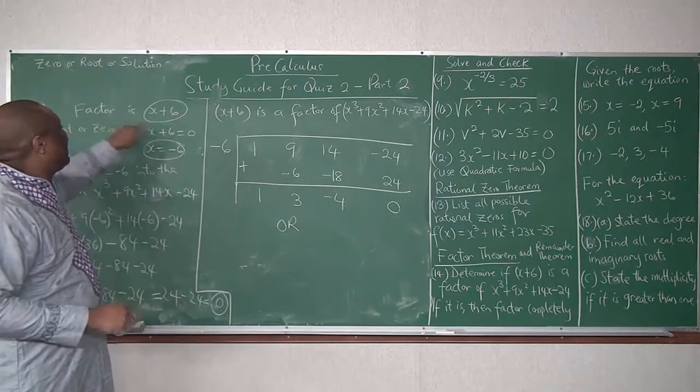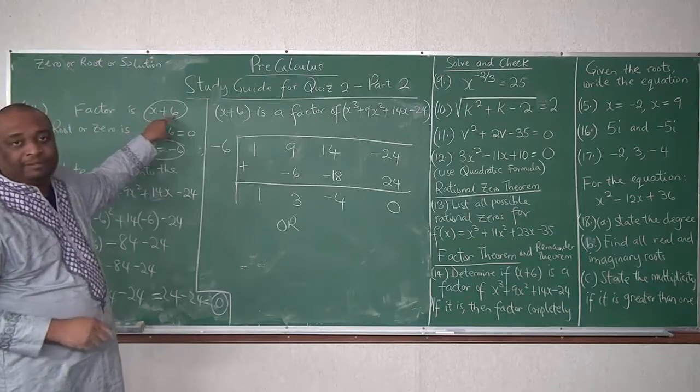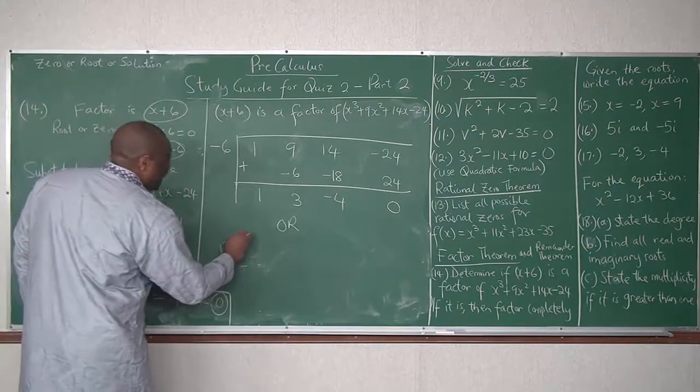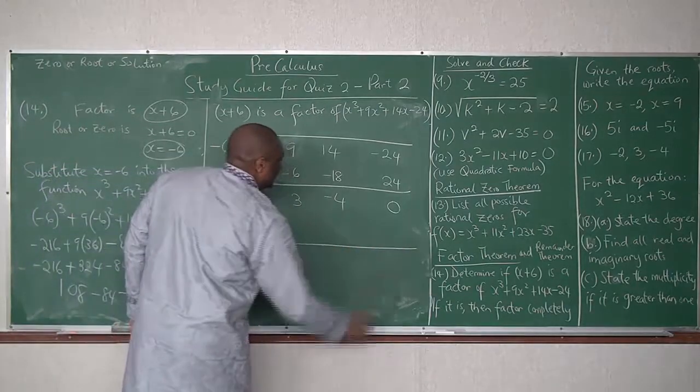If you're using the constant term of the factor, then that means you have to subtract. That is another way you can use it.